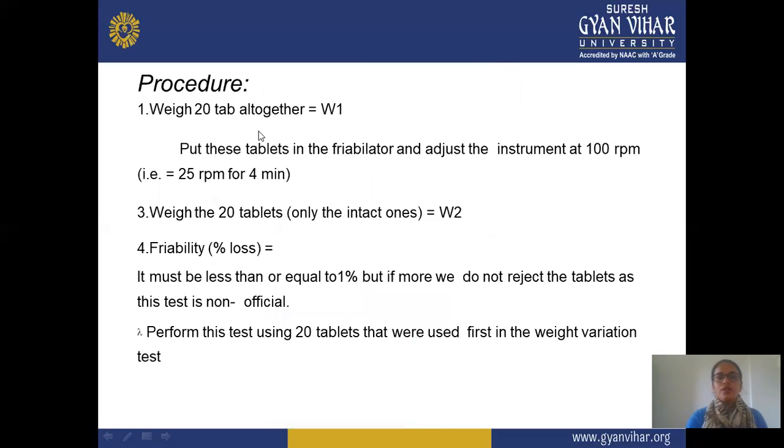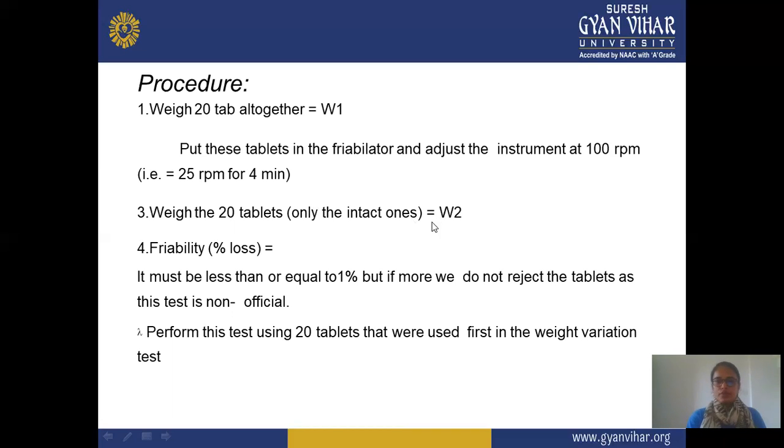Next is procedure. Weigh 20 tablets altogether, and this is W1 weight. Means you take 20 tablets and weigh all the tablets, and this weight is known as W1. Put these tablets in the friabilator and adjust the instrument at 100 rotations, that is 25 rpm for 4 minutes. Means you require 100 rotations total, for example you set 25 rpm for 4 minutes, and weigh the 20 tablets, only the intact ones, W2. Means after 100 rotations, you weigh your tablets.